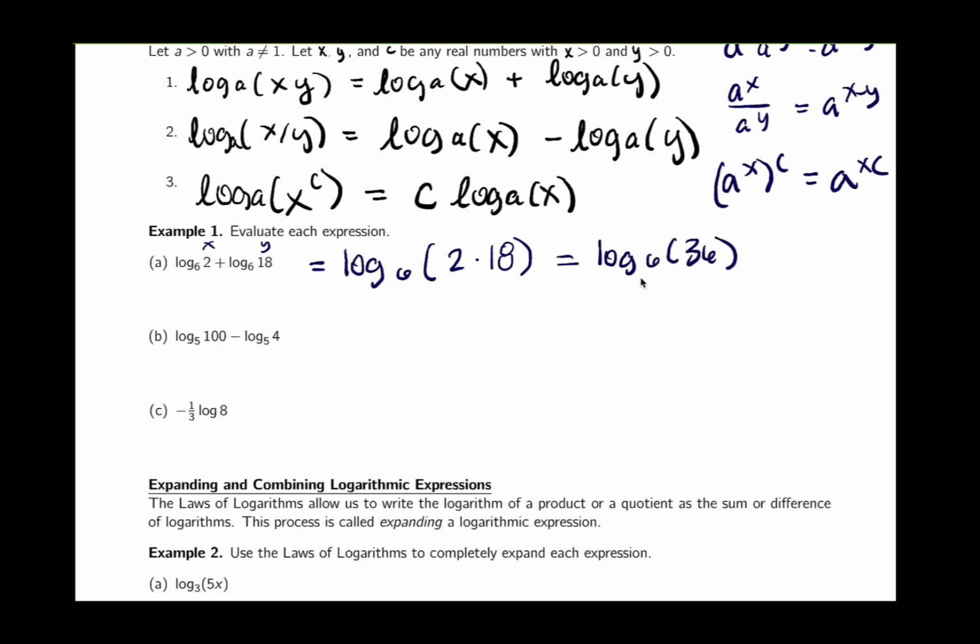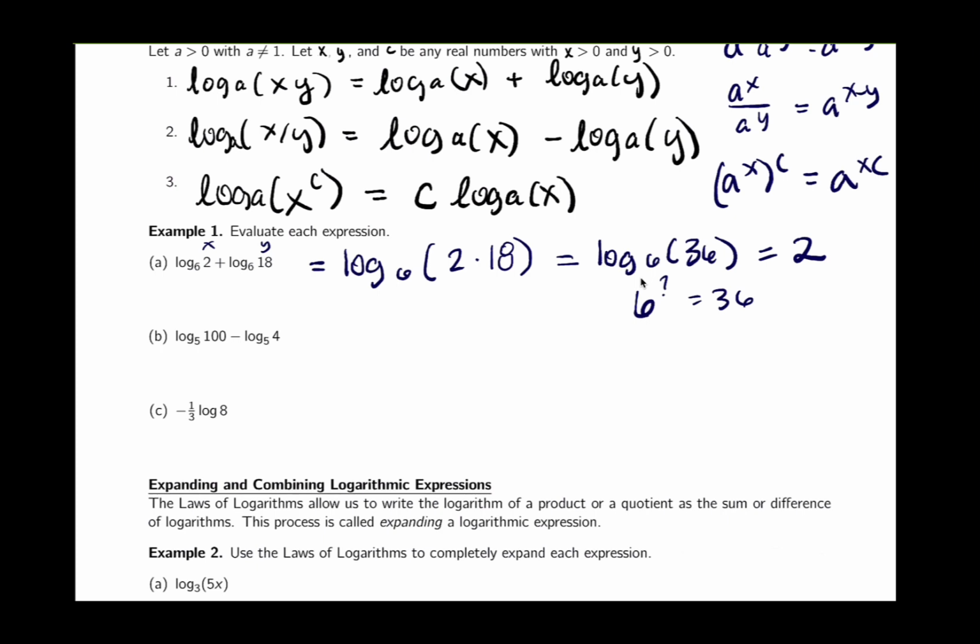And now I wonder if I can evaluate this just using my definition of a logarithm. I need to know 6 to what power can get me 36? Well, I know that answer. That answer is 2. So by using the first law of logarithms to write this as 1 logarithm as opposed to the sum of 2 different logarithms, I can now evaluate this.